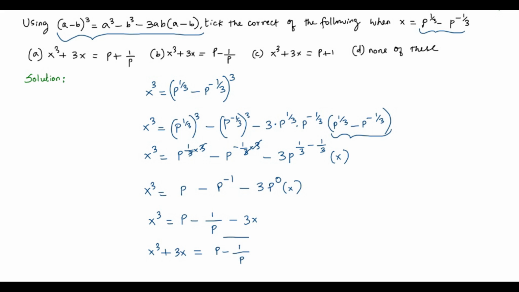So when I compare this result with the given options, clearly option B is correct, because only in option B we have x cube plus 3x is equal to p minus 1 by p. So the same result we have here. So among the given options, option B is correct.